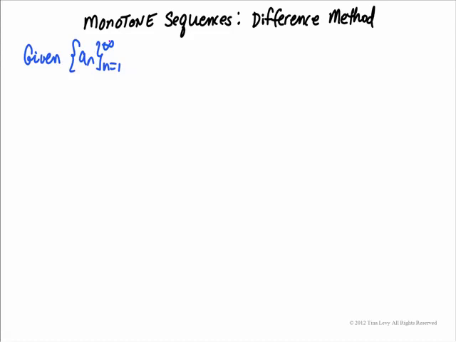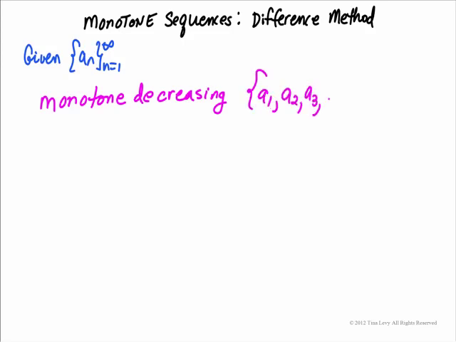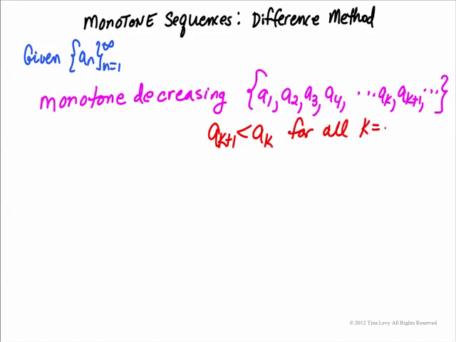We're now going to do the difference method to show that infinite sequences are monotone. So let's say we want monotone decreasing. That means our sequence a1, a2, a3, a4, ..., a_k, a_(k+1), and this goes on indefinitely. If it's monotone decreasing, this means that a_(k+1) is getting smaller than the one before it for all k values: 1, 2, 3, going on indefinitely.